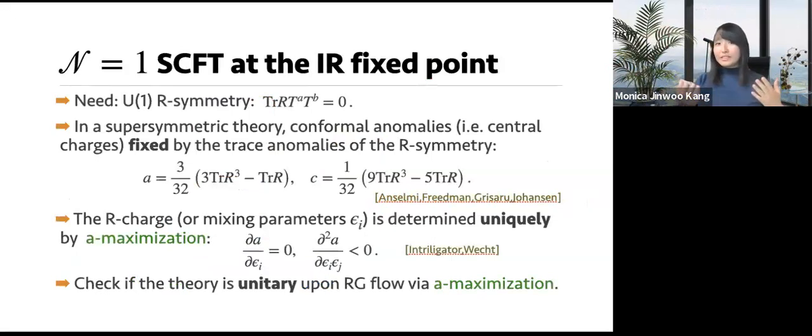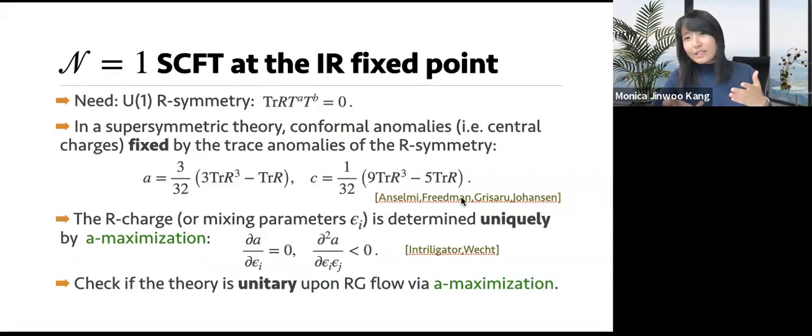Now, all we need really is to have this U(1)_R symmetry to make sure this is the N=1 superconformal field theory. And that's the only necessary condition we really need to have. And in a supersymmetric field theory, conformal anomalies are fixed by the trace anomalies of the R symmetry. So we can write a and c as this.